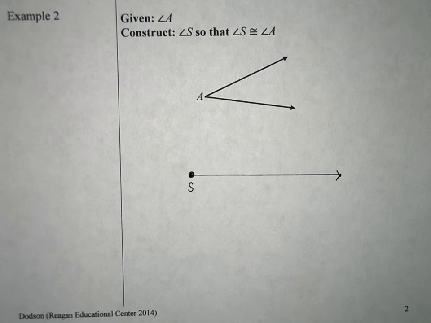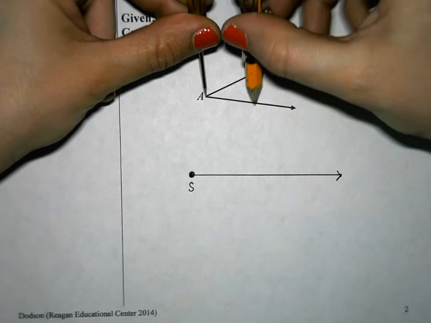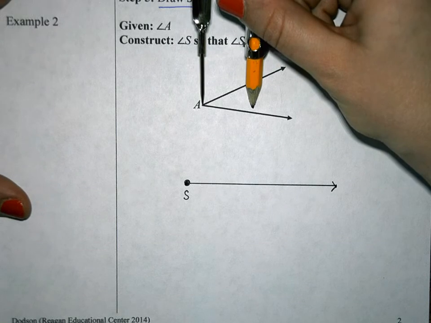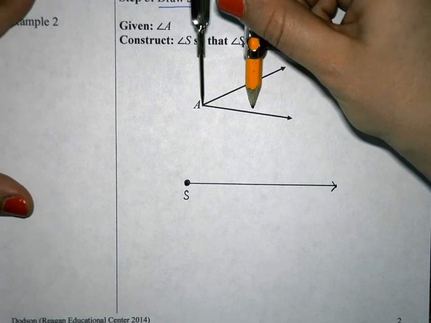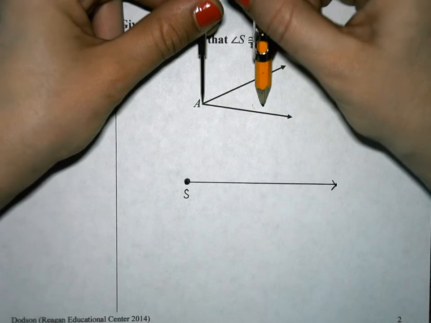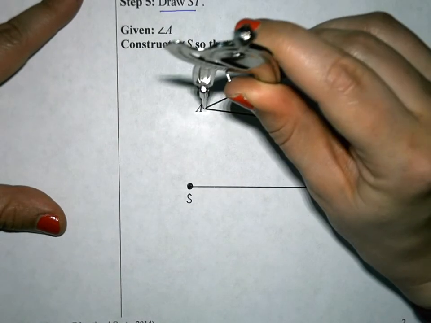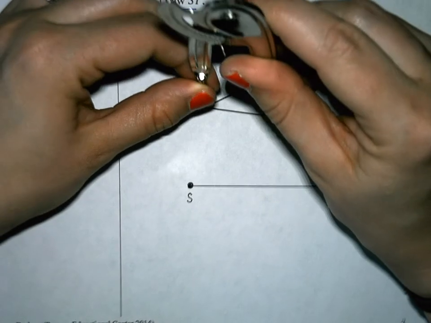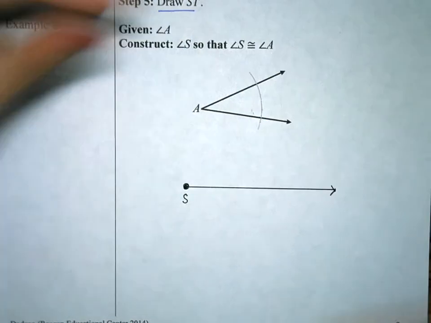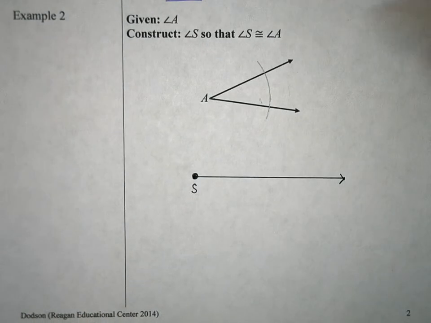Our second step is to put our compass on the vertex of A and then draw an arc that intersects both lines on the angle. It doesn't have to be super wide, and it actually doesn't matter how wide you open your compass. So I'm going to leave mine, let's make it a little bit bigger. I'm going to put my compass on endpoint A, and I'm going to draw an arc. Make sure you hold it. I'm going to draw an arc that intersects both lines of A. Okay, so both sides of A are intersected by that arc.